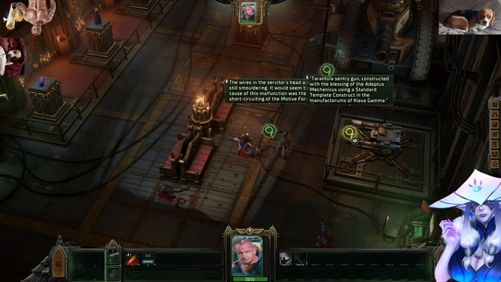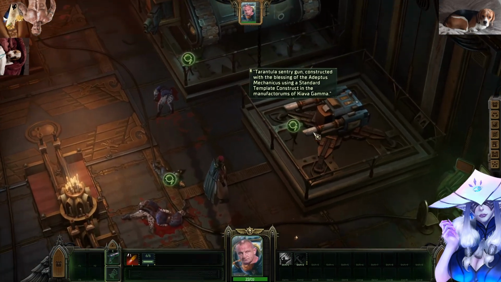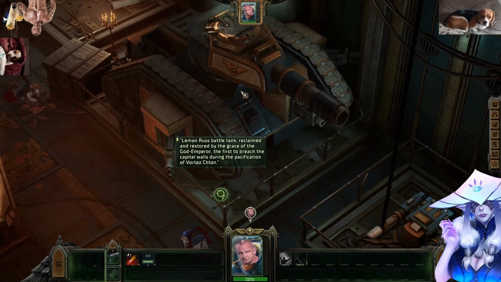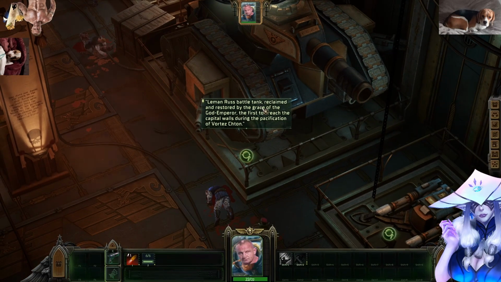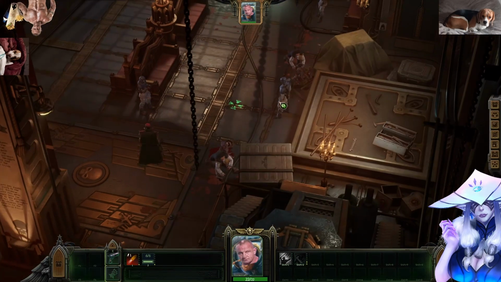Torrential sentry gun, constructed with the blessing of the Adeptus Mechanicus using a standard template construct in the manufactorums of Chiava Gamma. God damn it, Gamma again. Oh, that's a Leman Russ, isn't it? Leman Russ battle tank, reclaimed and restored by the grace of the God Emperor, the first to breach the capital walls during the pacification of Warteston. Oh, it's a fucking Leman Russ.